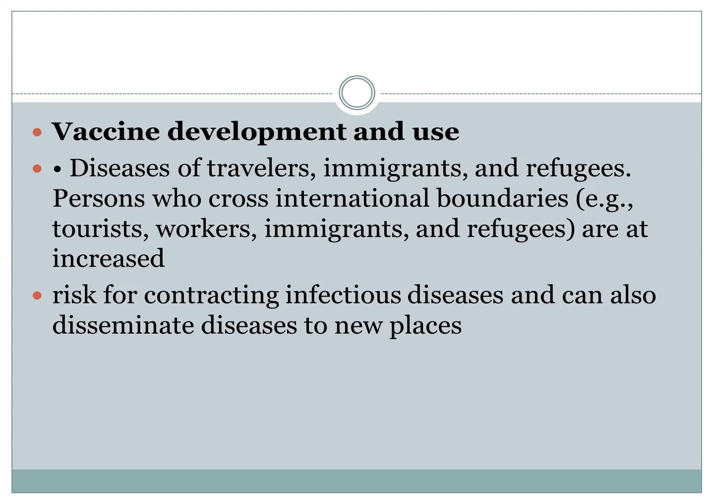Diseases of travelers, immigrants, and refugees. Persons who cross international boundaries, tourist workers, immigrants, and refugees are at increased risk for contracting infectious diseases, and they can disseminate diseases to new places. For example, a person who is from South America, if he or she travels internationally, carries the risk of transmitting that disease to a country that does not have the disease. So the person needs to be vaccinated against that disease and needs to be screened and, if necessary, quarantined for that disease.